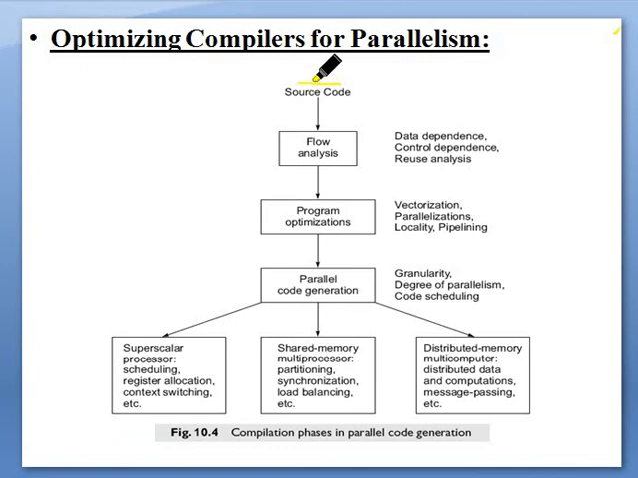Features of the compiler: once we give a source code, it will identify and analyze the flow of data. What are the results it will generate: whether the data is dependent, how the control flows, and how we can reuse the same data. Instead of going to memory, fetching and accessing, is it possible to reuse? If reuse is possible, memory time will be saved. That is the conclusion of step 1, flow analysis.